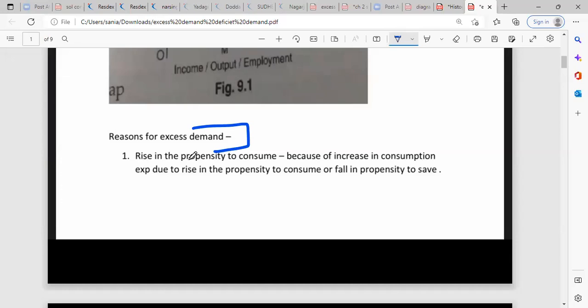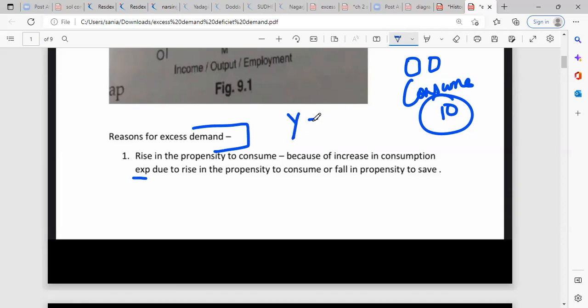So first of all, rise in propensity to consume. You know this, right? Propensity to consume. So now people want to consume more. Earlier, you had 2 chocolates in the market, but now people want to eat 10 chocolates. So of course, they will demand a lot. So rise in propensity to consume is because of an increase in consumption expenditure, due to a rise in the propensity to consume or a fall in the propensity to save. So it can happen either way, as people want to consume more.